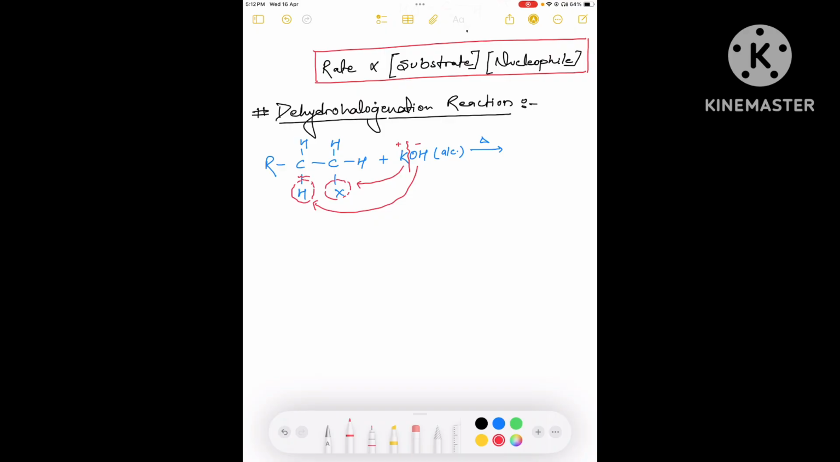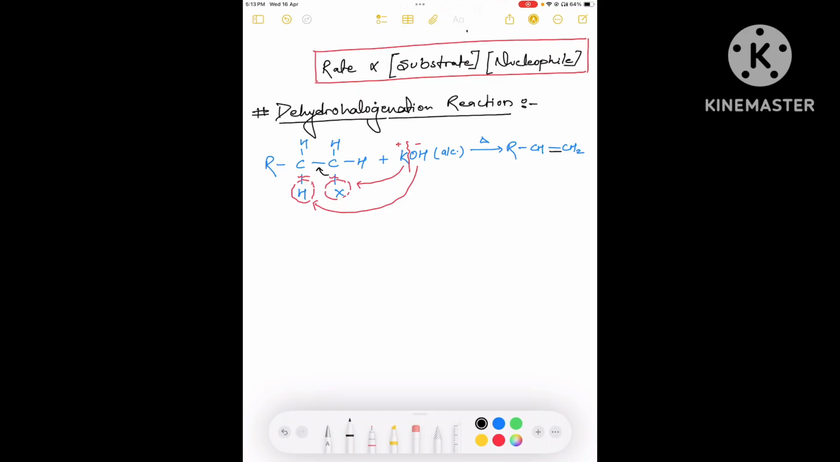And either of the bonds will break. So what will exactly happen is, this bond will move slightly over here in order to form an alkene. So from alkane to alkene, there will be the transformation. That is, the scenario will be something like this. There will be R, there will be CH, there will be CH2. But here, the second bond will be a double bond.